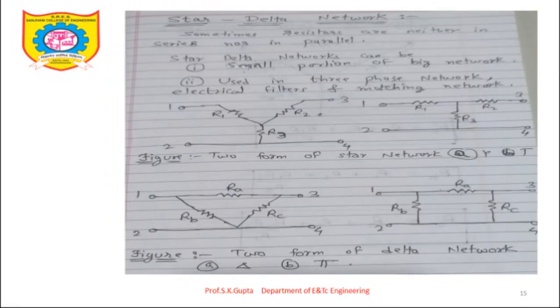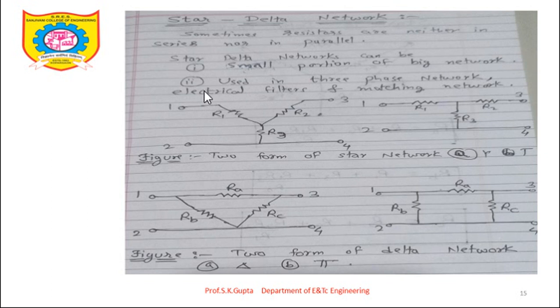Welcome all. So now the next topic is star delta network. As we have already seen, sometimes resistors are neither in series nor in parallel. Now this star delta network can be a smaller portion of a big network. So this star type of network or delta type of network is present in a big network.